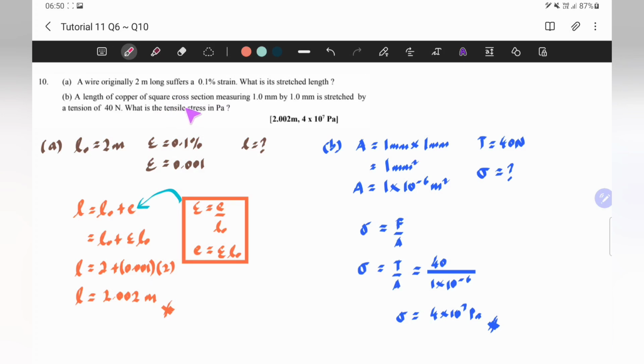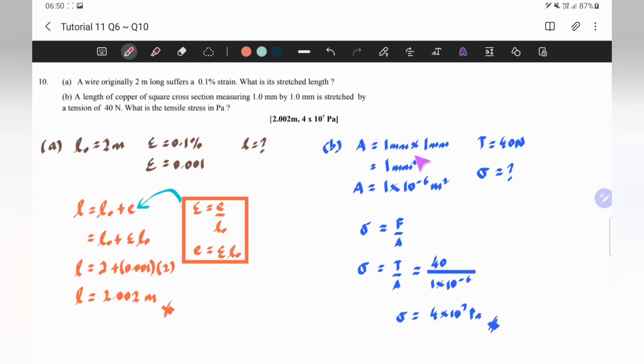They ask you to find the sigma. The area is 1 times 1 millimeter, giving you 1 millimeter squared, which equals 1 times 10 to the power of negative 6 meter squared. Remember, milli is 10 to the power of negative 3, multiplied by 2, giving you negative 6. The tension is 40 Newton. Stress equals F over A, where F is the tension. Tension is 40 Newtons and the area is 1 times 10 to the power negative 6, giving you 4 times 10 to the power of 7 Pascal.